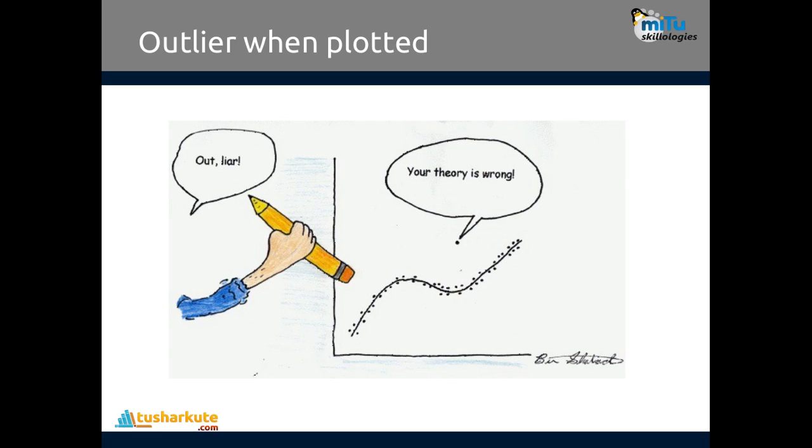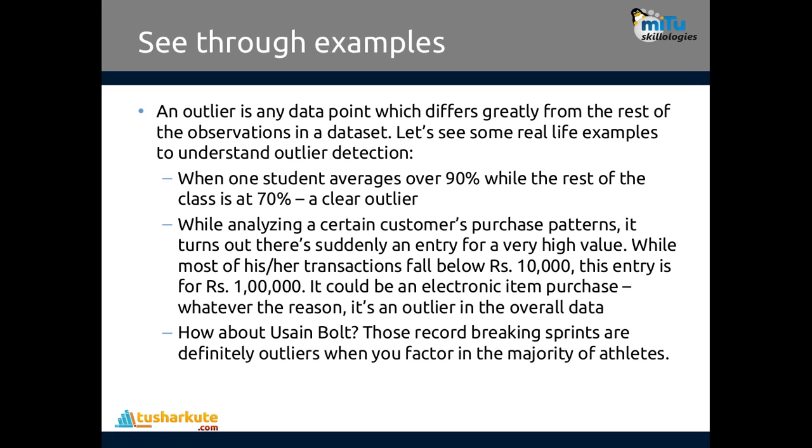Here is a data set plotted on x and y, and one point is present which is telling that your theory is wrong. So this is an outlier. An outlier is any data point which differs greatly from the rest of the observations in the data set. Let's see some real examples to understand outlier detection techniques.